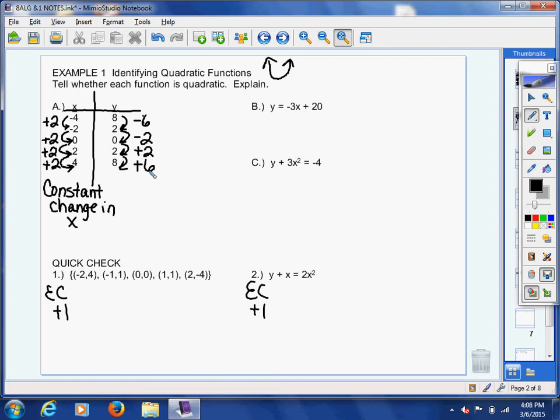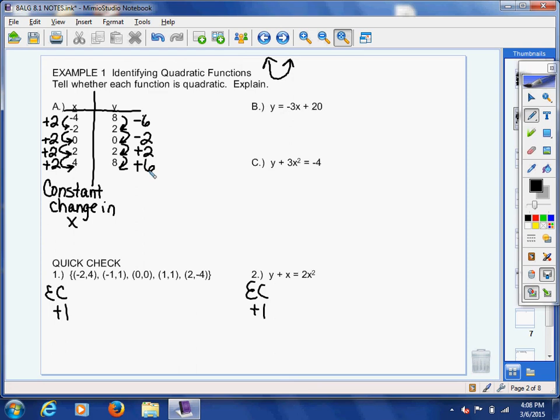I don't have a constant change in my y. Well, in quadratics, I don't want a constant change in the y, because if I had a constant change in the x and a constant change in my y, then that would actually be linear. We studied this when we studied linear equations.